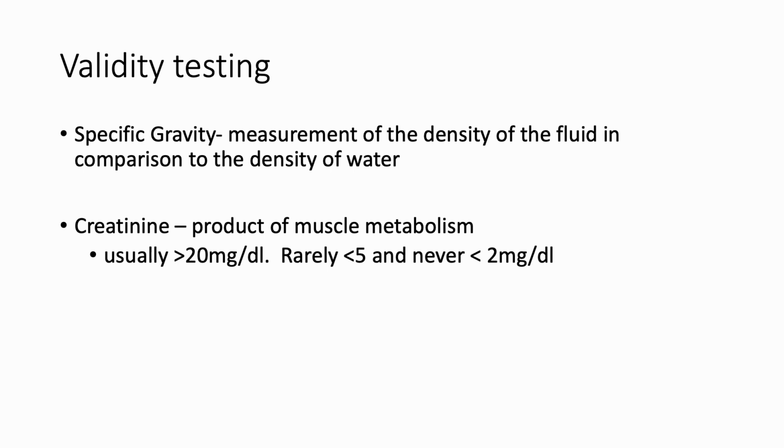The specific gravity is a measurement of the density of a fluid in comparison to water. The specific gravity of water is measured to be 1.0000. The specific gravity of urine is more dense than water, and it's normally between 1.0030 and 1.0300. When substances are added to the urine, such as proteins, sugars, and dyes, it increases the specific gravity. When water is added to the urine, it decreases the specific gravity.